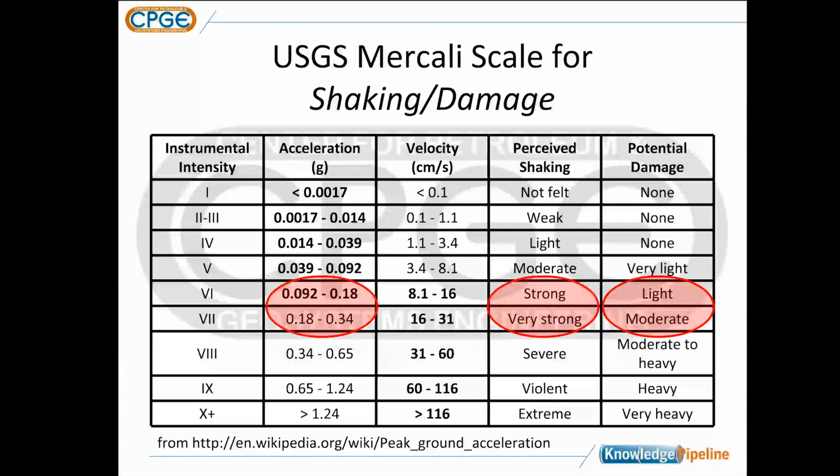You can see here there's the instrumental intensity. Basically, these stages are from 1 to 10, and I've just circled Mercalli intensity 6 and 7 here to show that the ground acceleration is on the order of 0.2 g, so 0.2 times gravity. That level we'll look at in the next slide. But 0.2 g is something you would perceive as strong to very strong. The damage, though, would be light to moderate, like that picture that Cliff showed where somebody's chimney had been knocked down.